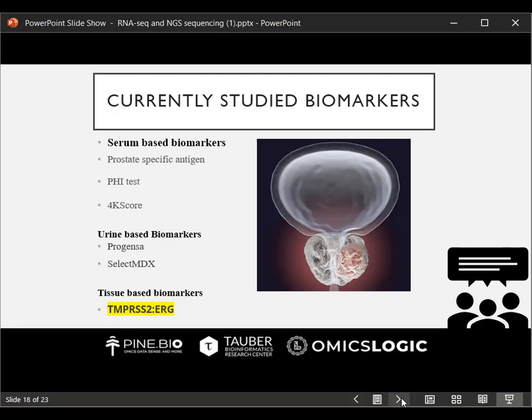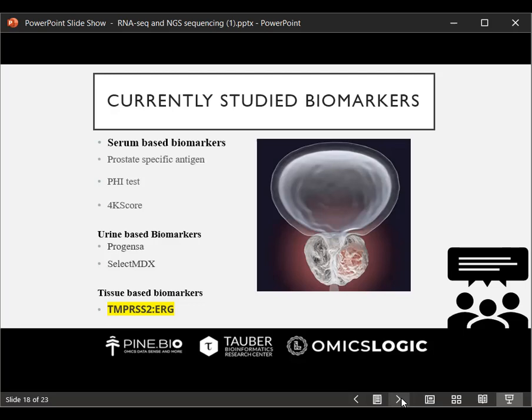They also mentioned the serum-based biomarkers, the PSA test, the PHI test, the 4K score. They also mentioned the urine-based biomarkers like ProGenSA, Select MDX, and finally they also reviewed the tissue-based biomarkers that were available in the market, like the Confirm MDX and Select MDX. Finally, they also reviewed one more biomarker test, that was the TMPRSS2 and ERG gene fusion.